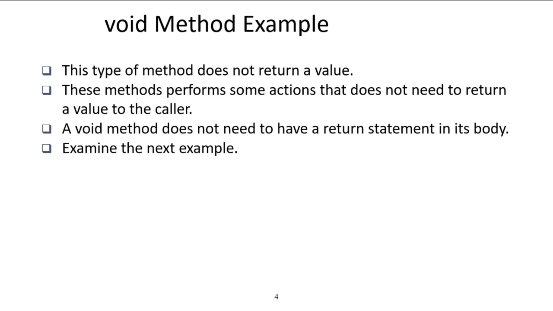A void method doesn't need to have a return statement in its body. This is one of the basic differences. When a function needs to return something, you have to use the return keyword to make sure that the function will return some kind of value to the calling program. For void methods, you don't need to do that.